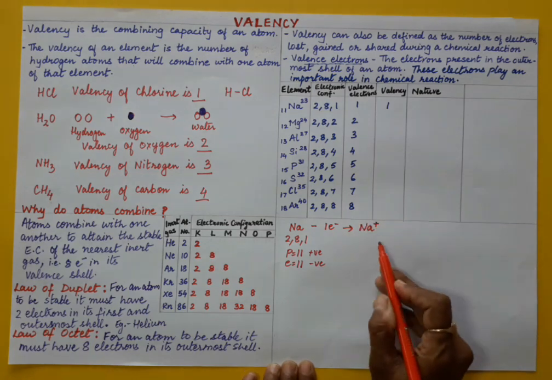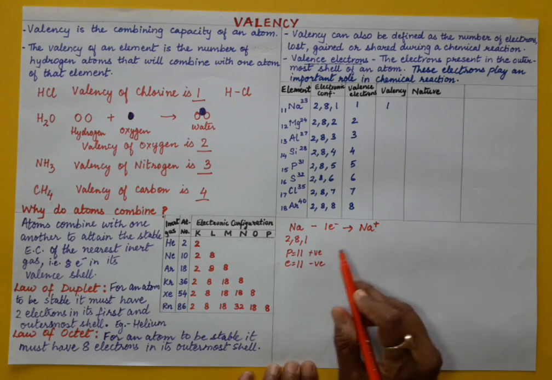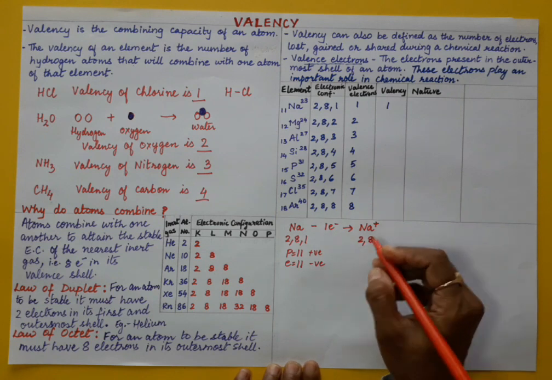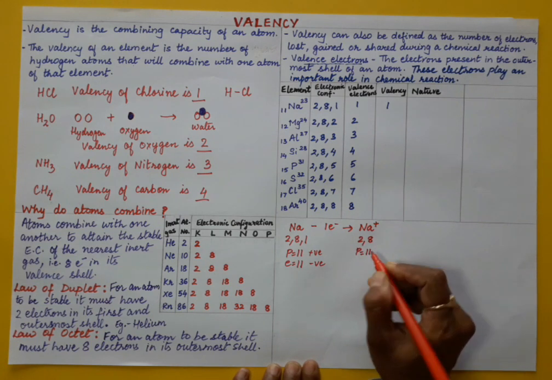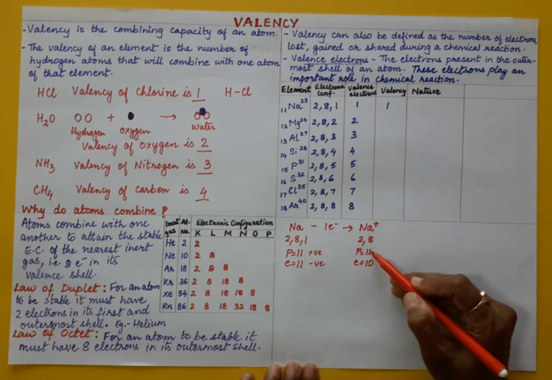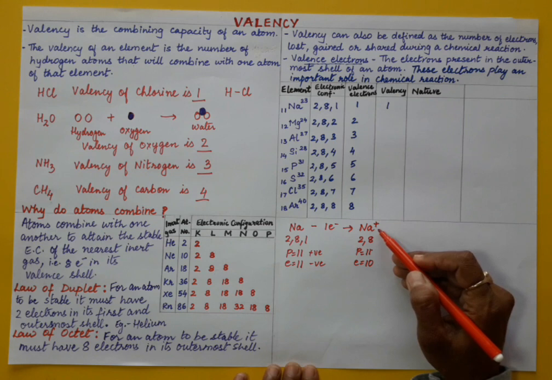Now, why is it becoming positively charged? Why is it becoming a cation, or a positive ion? When it loses an electron, the electronic configuration will become 2, 8. Protons are 11 only, but one electron is lost, so electrons are 10. So one positive charge is more, one proton is more, so it is Na plus, right?